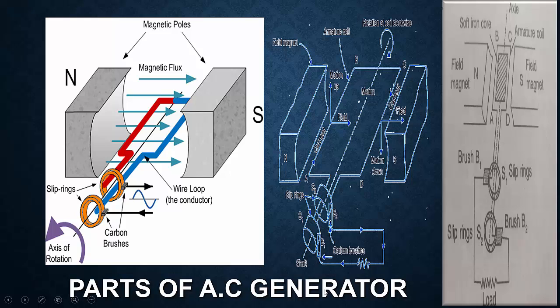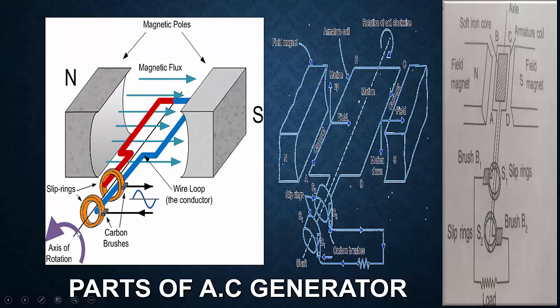Let's see what the parts of an AC generator are. As you can see in this diagram, the first one, second one, third one. This third diagram is directly from the Selina book of ICSE class 10. First let me explain this three-dimensional figure. The same thing is here. There is a north pole and a south pole. This is a field magnet. Here also it is given as field magnet.